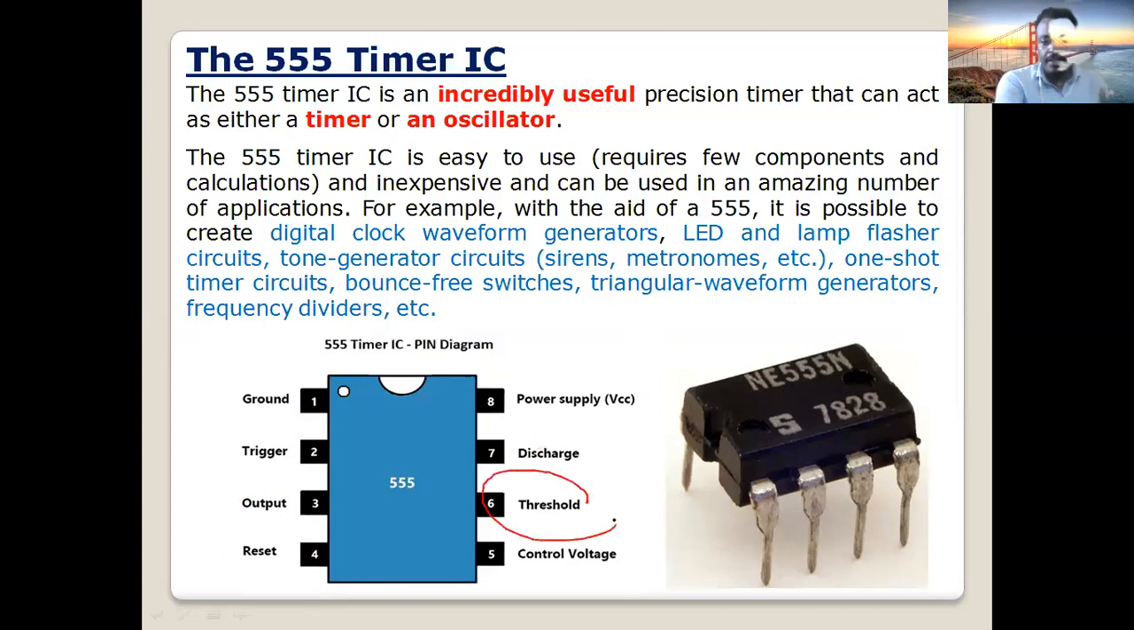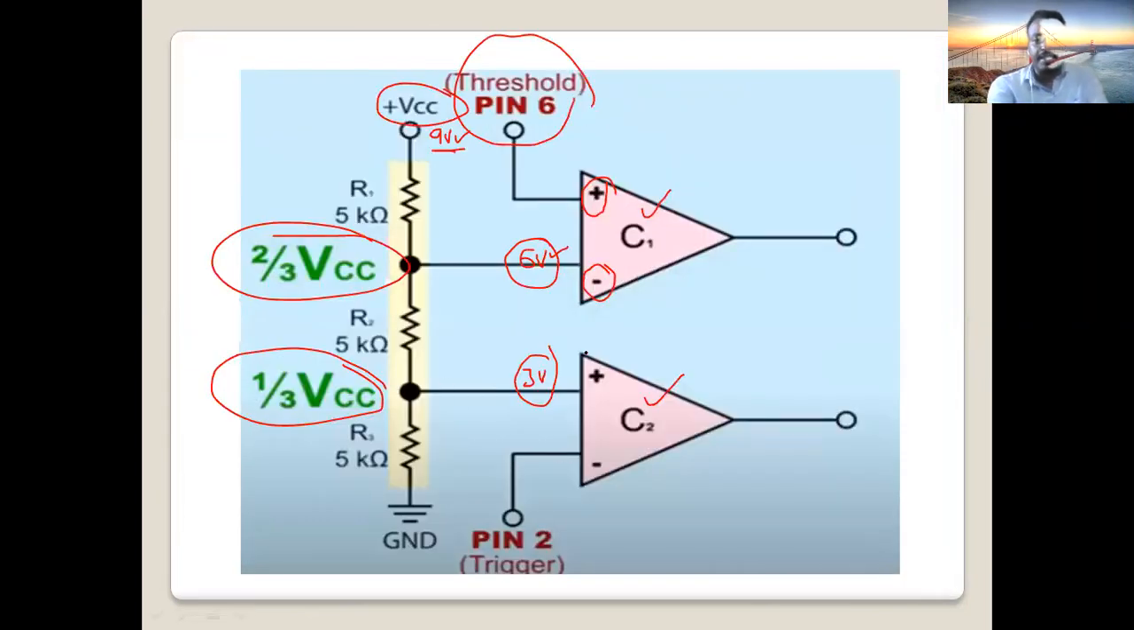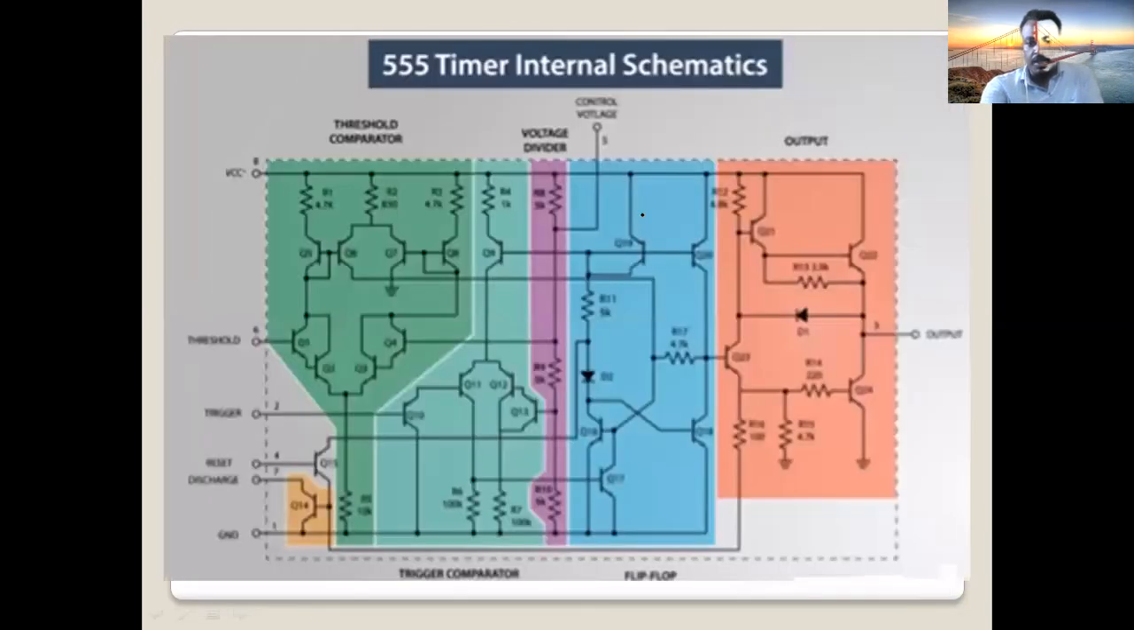What is pin 6? Is threshold, right? We call it one of the inputs. So when you come here, pin 6, as you can see here, is connected to the positive terminal of comparator C1. These comparators are inside the timer. When you see the circuit diagram, you'll see here a threshold comparator, right? You see it says what? Threshold comparator. So all this part, the green part, is a comparator, comparator C1.